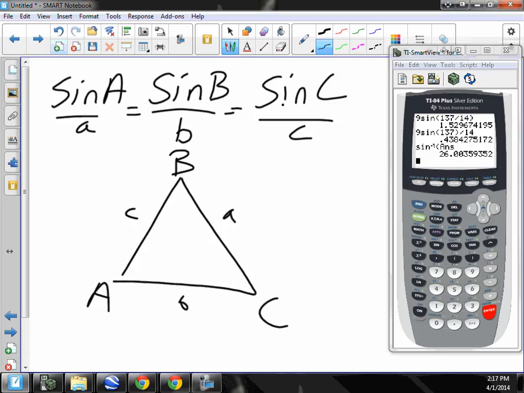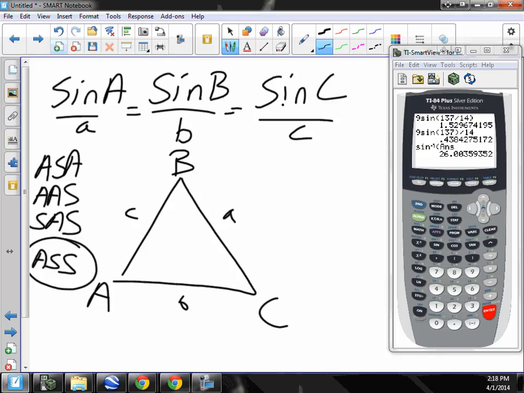when can you use the law of sines? Well, not quite everything. We can use the law of sines for angle, side, angle. Angle, angle, side. Side, angle, side. And angle, side, side. But there's a catch on that.